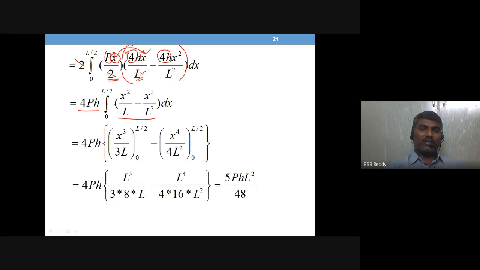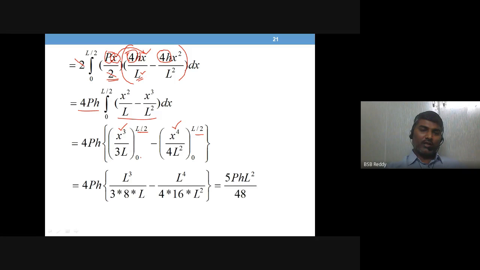So 1 by L is constant, the integration of x square is x cube by 3, so x cube by 3 is the first term, with integration limits 0 to L by 2. Second term, 1 by L square is constant, the integration of x cube is x power 4 by 4. This is the second term integration, with limits 0 to L by 2.